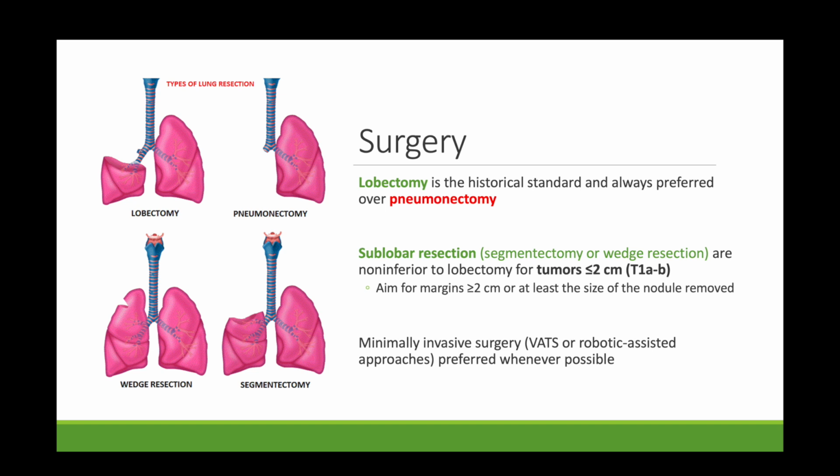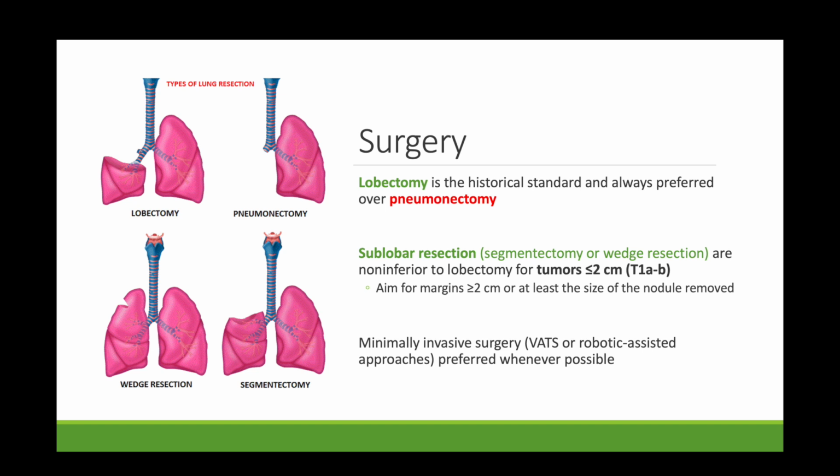There was an old study that showed that even for early stage lung cancer, we really should be performing lobectomies and not wedge resections or segmentectomies. But our surgical methods have improved, and there's actually a newer alliance study that supports sublobar resection, so either a segmentectomy, which is kind of a more anatomical resection, or a wedge resection, which is kind of just taking out the tumor with a margin. These approaches were shown in an alliance study to be non-inferior to lobectomy, specifically for T1A to B tumors, so tumors that measure 2 centimeters or less.